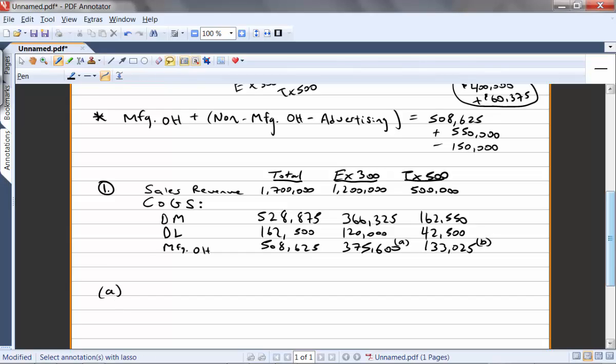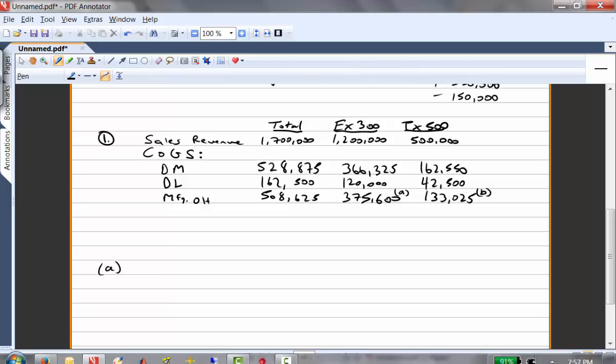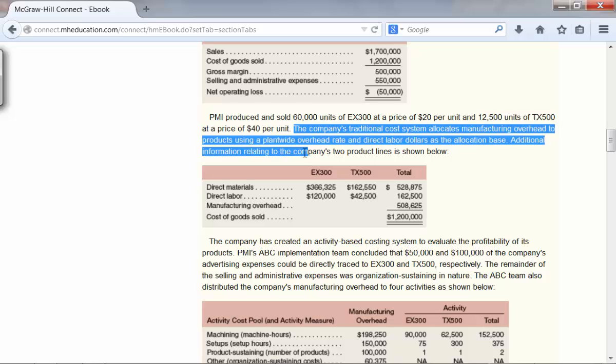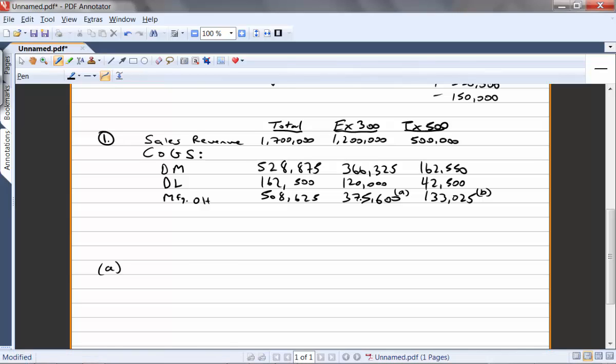A would be how much goes to the E product. Remember, what drives overhead under the traditional system? There's one cost driver, and in this case it's direct labor dollars, I believe, if you look here. The company's traditional cost system allocates the manufacturing overhead to products using a plant-wide overhead rate, and direct labor dollars is the allocation base. Or in other words, direct labor dollars is the cost driver. So however many direct labor dollars were spent on the E product, that's what they use to assign the overhead to the E product.